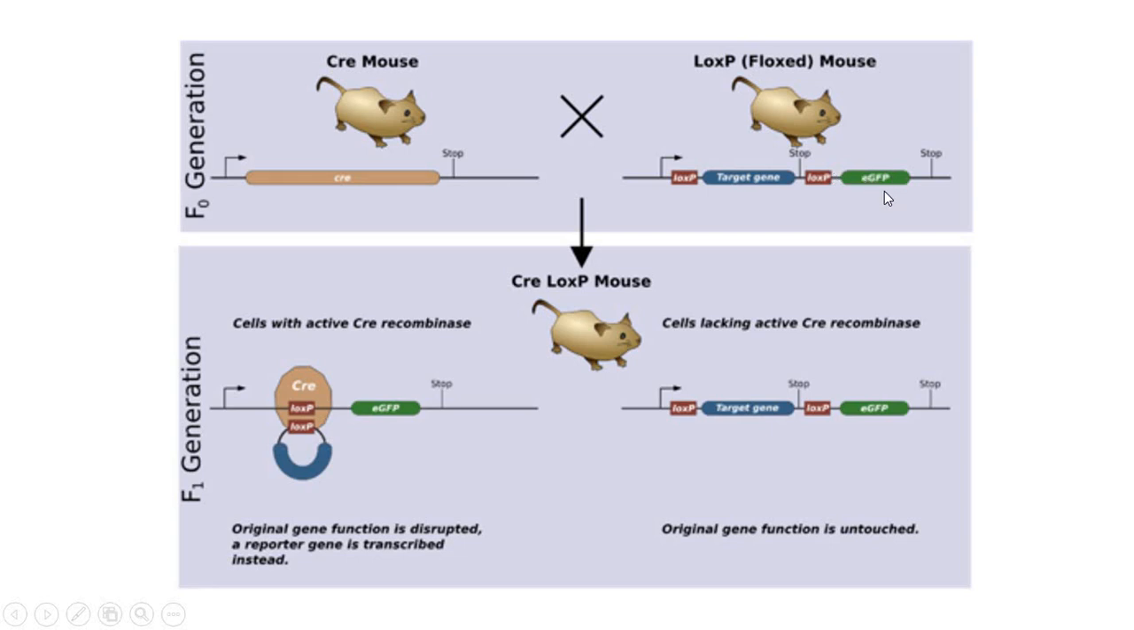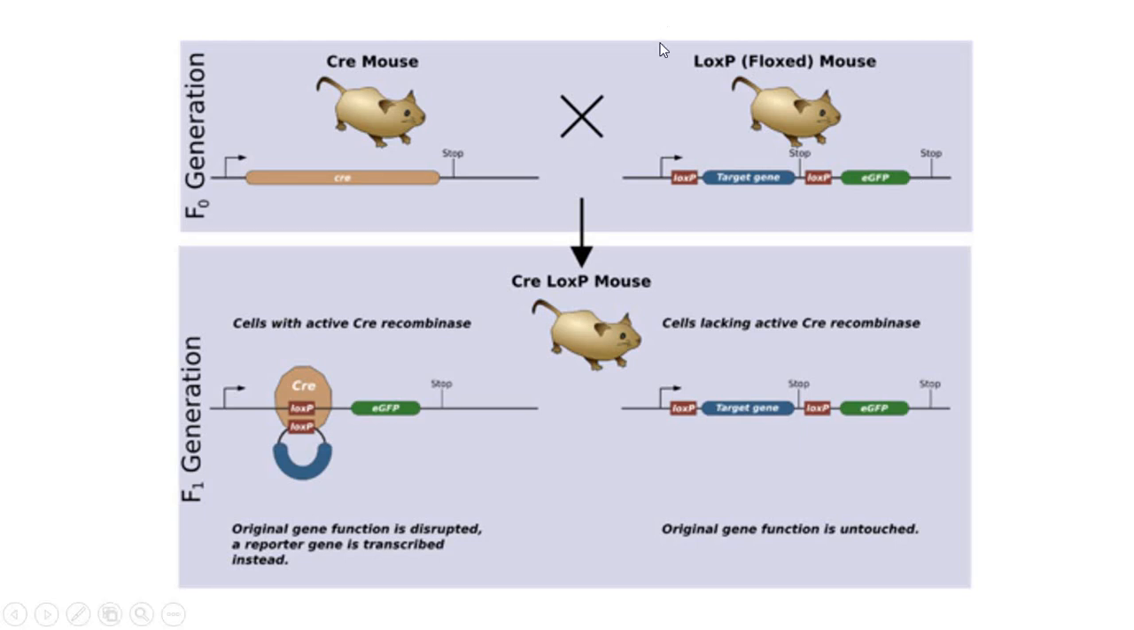This gene will not be made if this is not functional, because the stop is right here. The transcription will stop right here. This EGFP will not be formed. However, if you remove this portion between the LOX sites, then there is no stop, and the transcription of this enhanced green fluorescent protein will happen, because the next stop codon is after this enhanced green fluorescent protein.